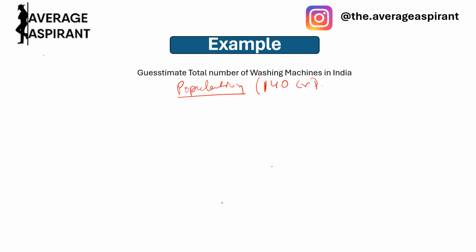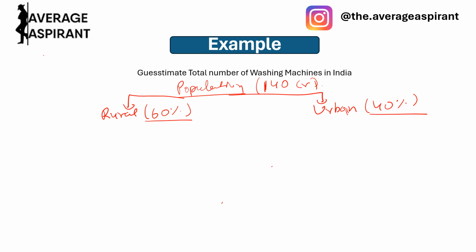You have to divide this population into rural and urban first. Rural and urban. You tell the interviewer that I'm taking 40% of the people to live in urban areas and 60% of them living in rural areas. Is this correct? If he says yes, it is correct, then move forward. If he says you need to take 70-30, then you take 70-30. If he says you take 80-20, then you need to take 80-20. Right? So this is how you'll do it.